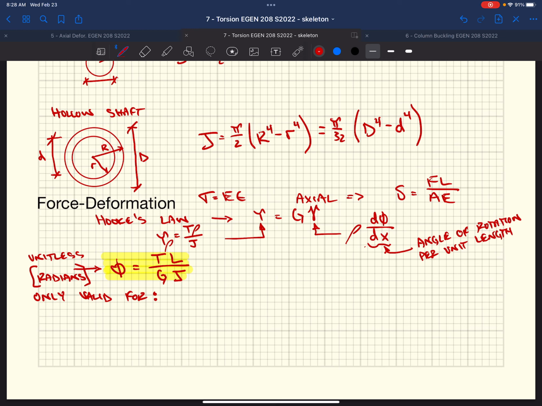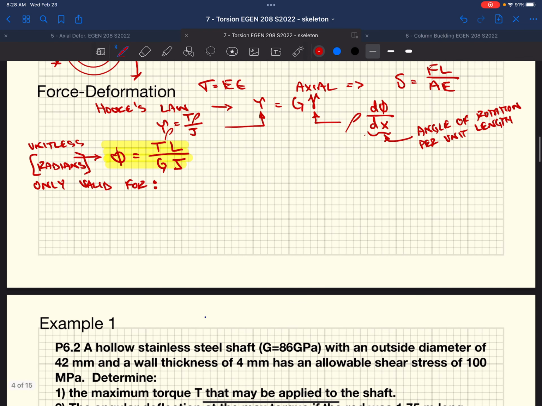Student: That thing on the left side of the equation, phi, is that the angle of rotation or the change of angle of rotation? That is the angle of rotation. If you wanted the actual rotation of a shaft, you would multiply that by the radius, and you would get how far that point has moved.